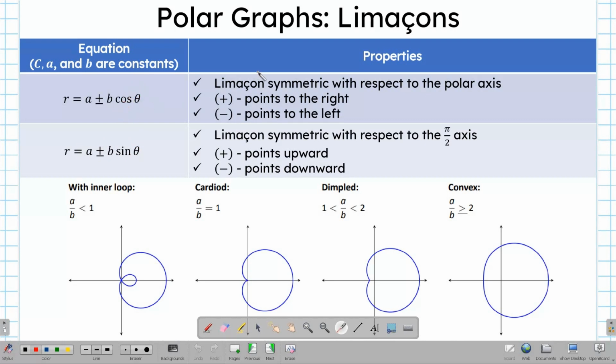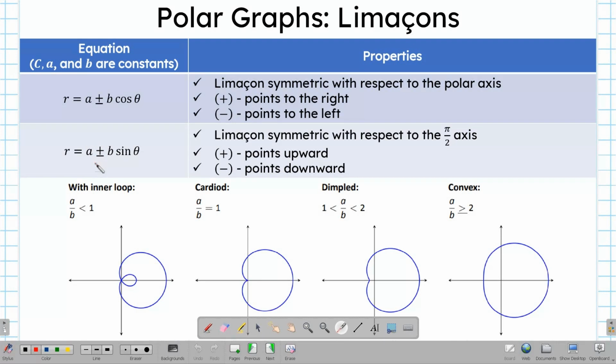If it's cosine theta, then the Limaçon is symmetric with respect to the polar axis. If it's plus between a and b cosine theta, it points to the right. If it's negative, it points to the left. If it's sine theta, then the Limaçon is most probably symmetric with respect to the pi over 2 axis. If it's plus, it points upward. If it's minus, it points downward.